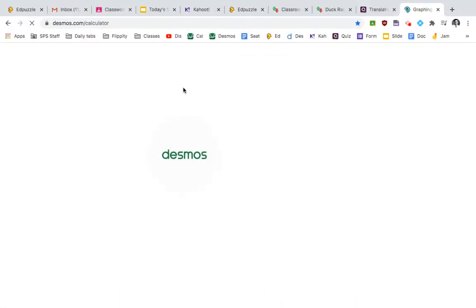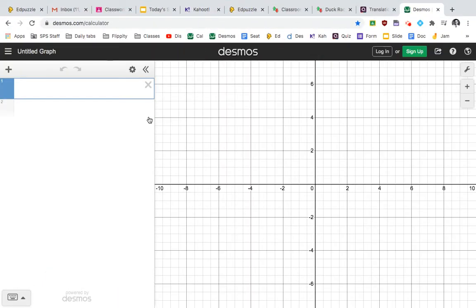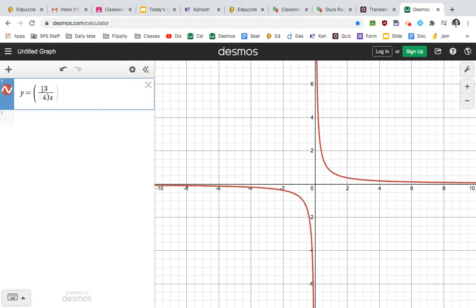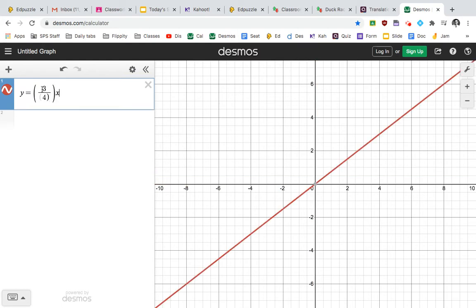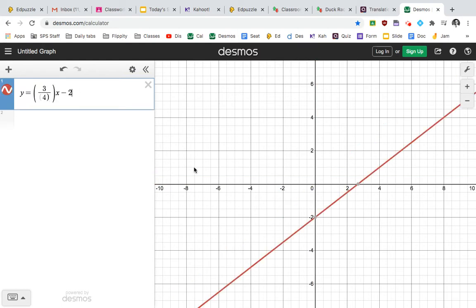So go to my graphing calculator. Say I want to make two perpendicular lines. I'll use 3/4 as the slope. So say I have y equals 3/4 x minus 2. You can see that line's positive.